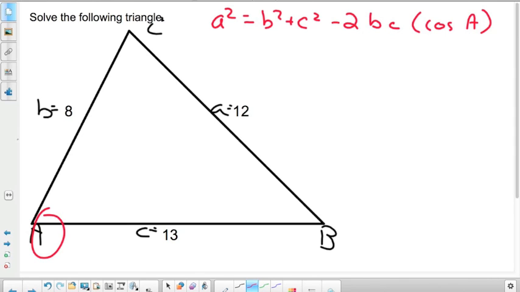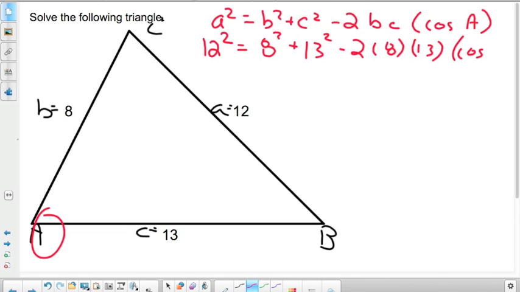So a is 12, so 12 squared is equal to b squared, b is 8, c is 13, minus 2 times 8 times 13 times cos of A. But we don't know what A is. Okay, so as Mo said, we just want to isolate for cos of A.